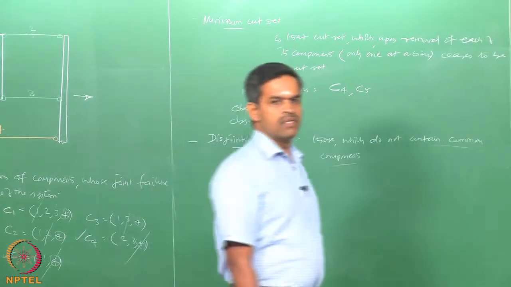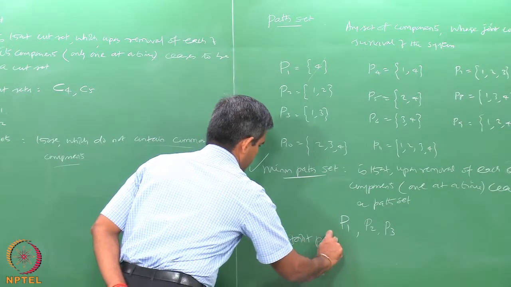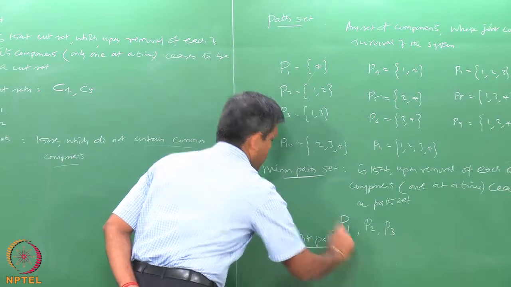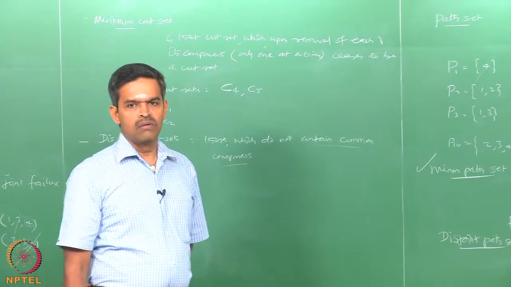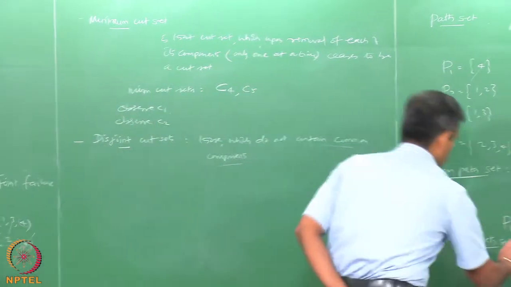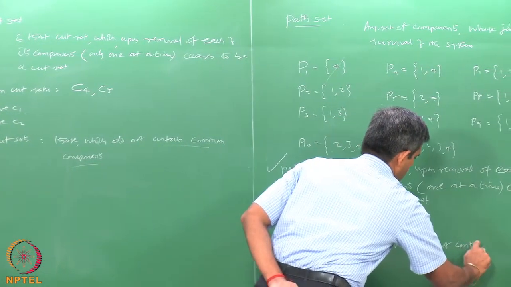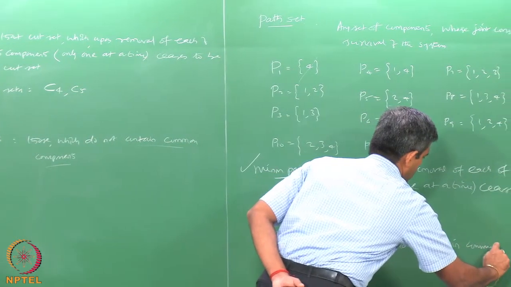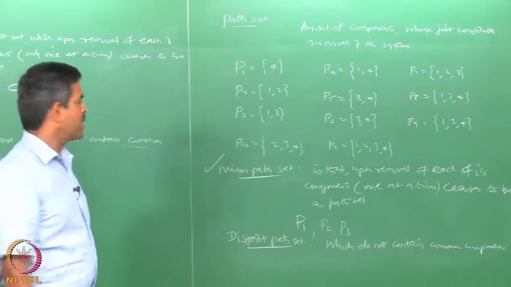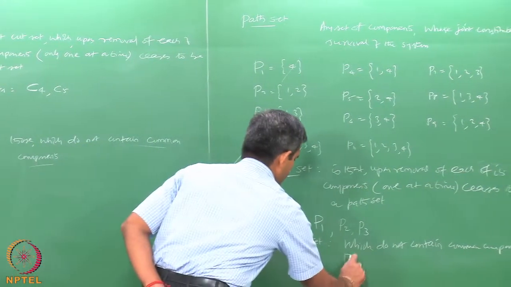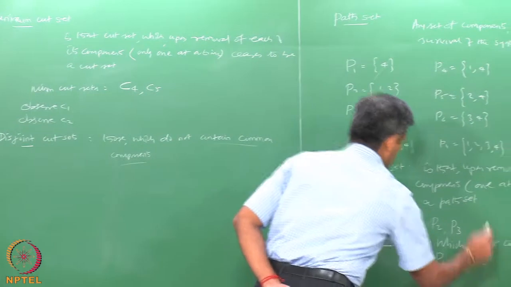Okay. Let us look at the disjoint path. Disjoint path sets are those which do not contain common components. So, for this set one can write out P1 and P2. Okay.